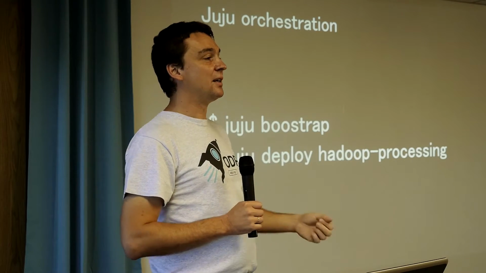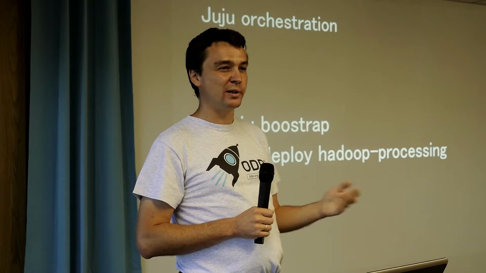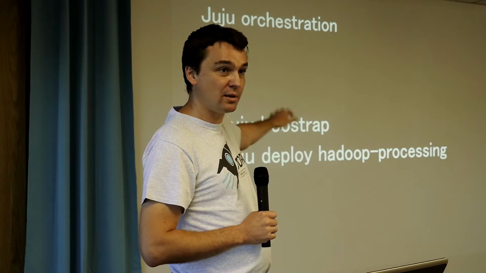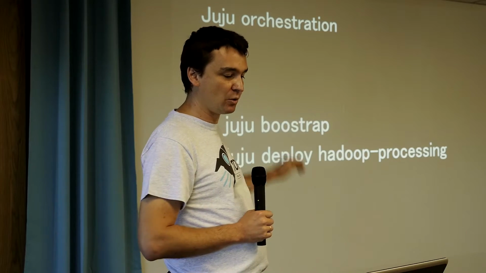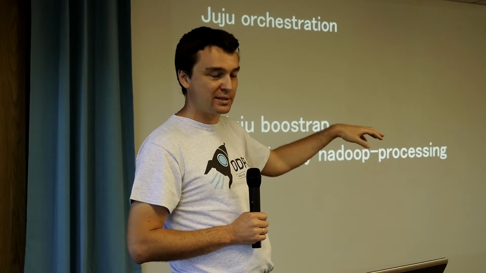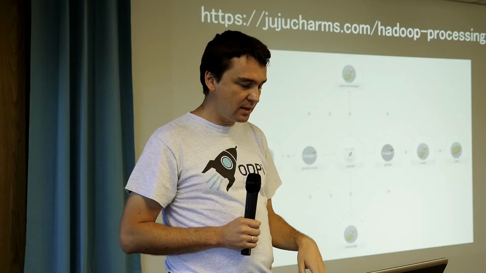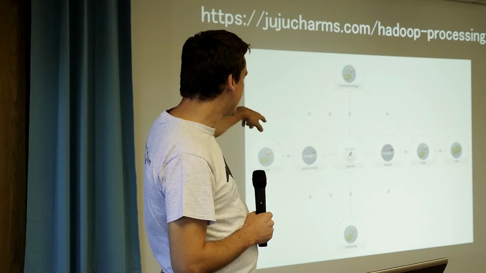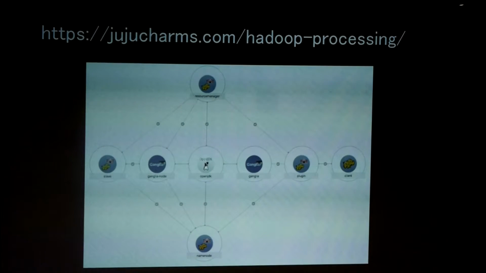So for example, in order to deploy a fully functional Hadoop environment, all you have to do is literally run these two commands: juju bootstrap, juju deploy hadoop-processing. And the topology that would deploy is this. This is, by the way, from the Juju Charms website, so just go there and check it out. All of the integration that Canonical does for Juju comes from Bigtop.